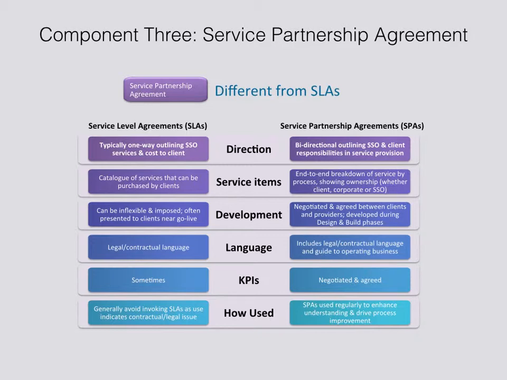Service partnership agreements are different from service level agreements, or SLAs. The key differentiator is that SLAs are typically one-way agreements outlining SSO services and the cost to the client, where SPAs are bidirectional agreements outlining both the SSO and client responsibilities in service provision.